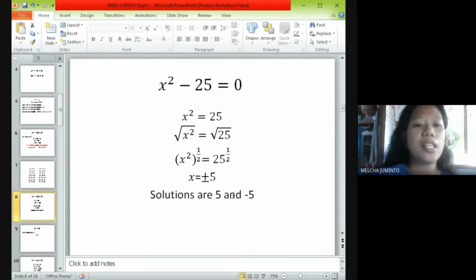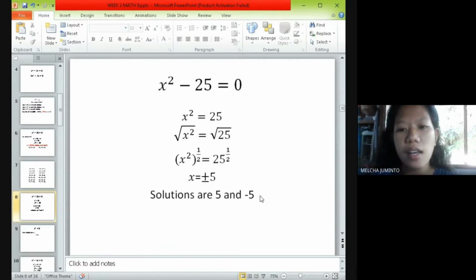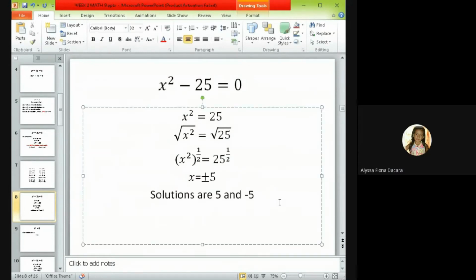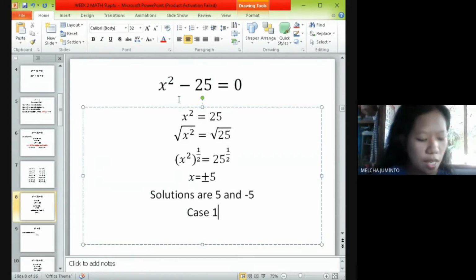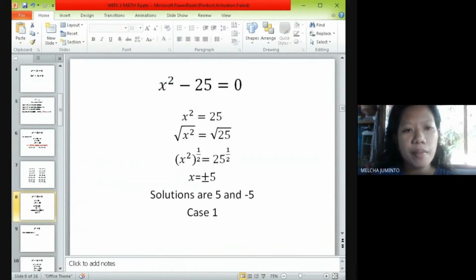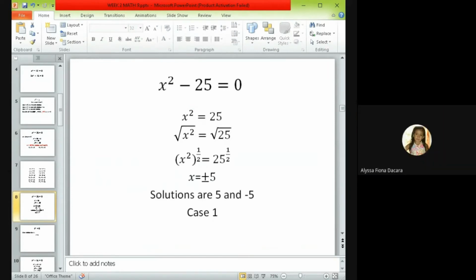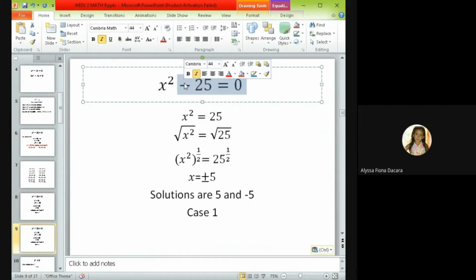Okay? So that is an example. Yes, Eliza? You raised your hand. Ma'am, paano po pag, for example, x squared equals 15 po, for example. X squared equals 15. Ang question mo? Tama, Eliza? X squared equals 15 po.